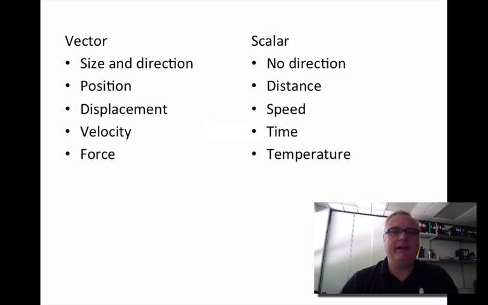So for example, if I'm asked to find the speed of my car as I drive down the road, it might be something like 50 kilometers per hour. But the velocity of my car has to include a direction. So the velocity might be something like 50 kilometers per hour east. Other quantities that are vectors, like position, displacement, and force, also need to include a direction, while scalar quantities like distance, time, and temperature don't have direction.